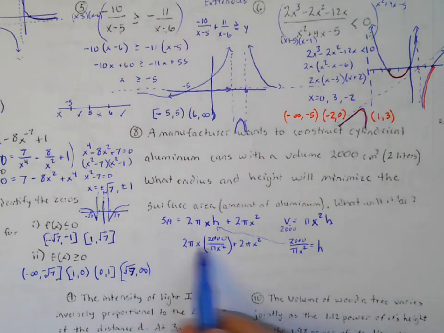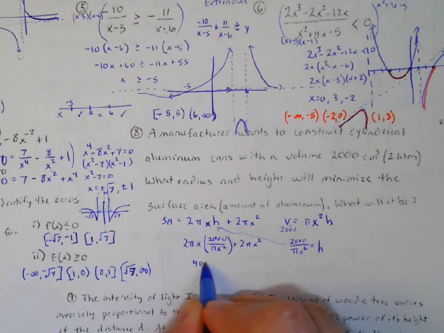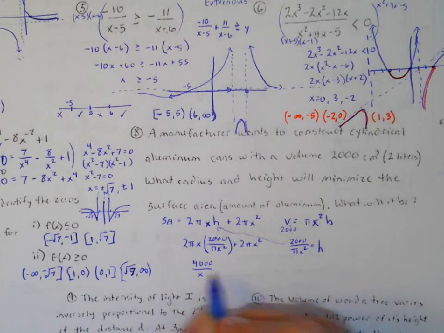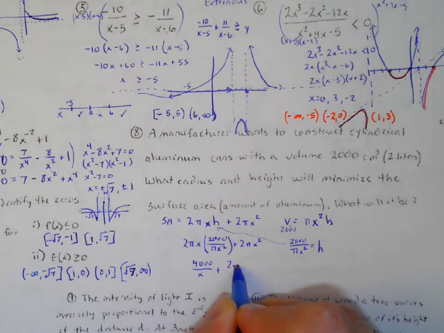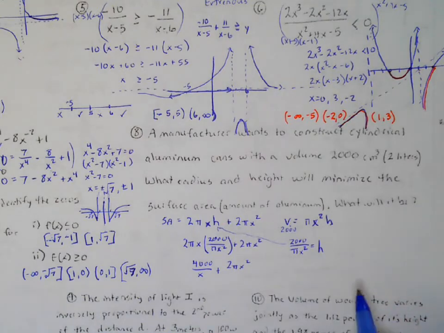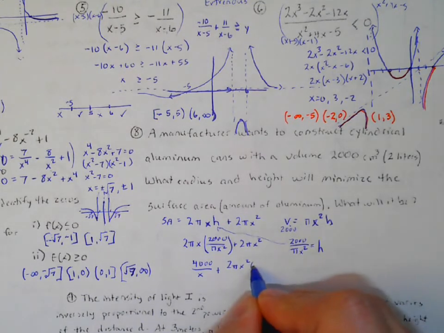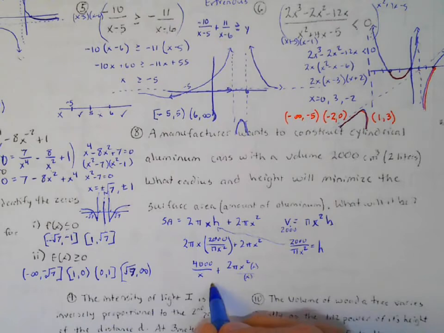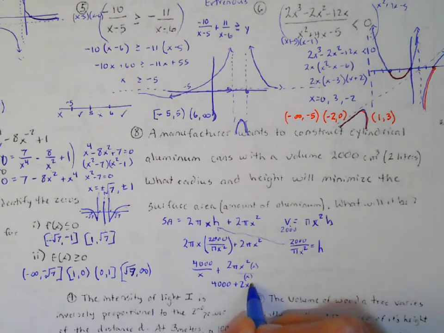If I multiply these together, that is 4,000. Pi cancels, one of the x cancels over x plus 2 pi x squared. Okay, and if I multiply this one here, the top and the bottom, by an x over x, which is 1, it won't change it. And then I can add those like terms together. I get 4,000 plus 2 pi x to the third, all divided by a common denominator of x.